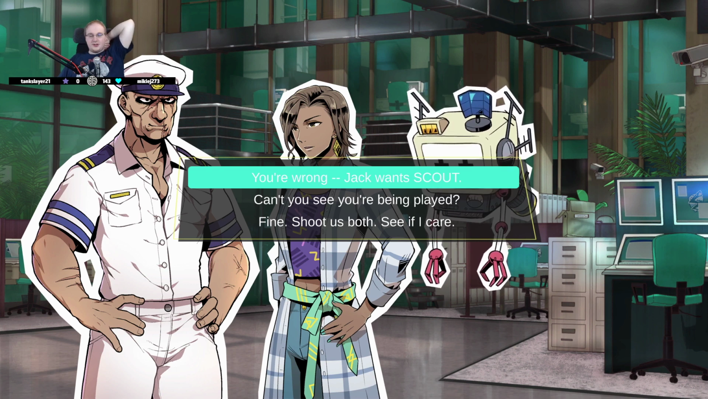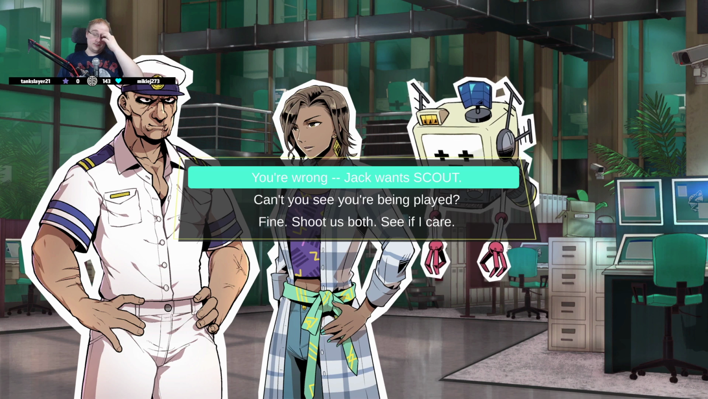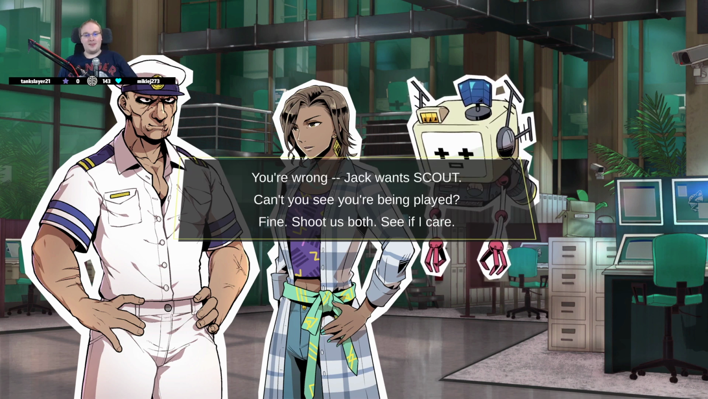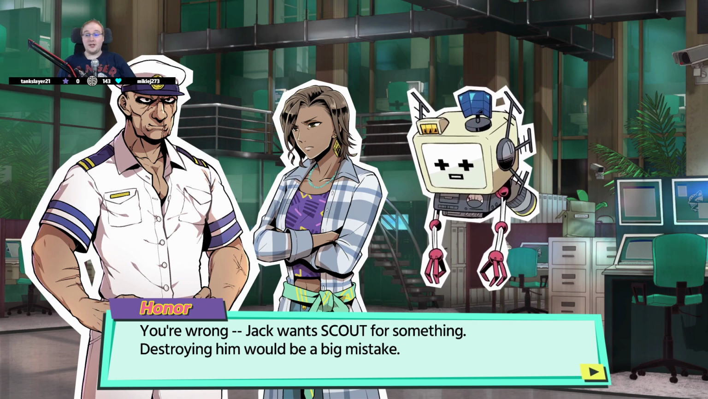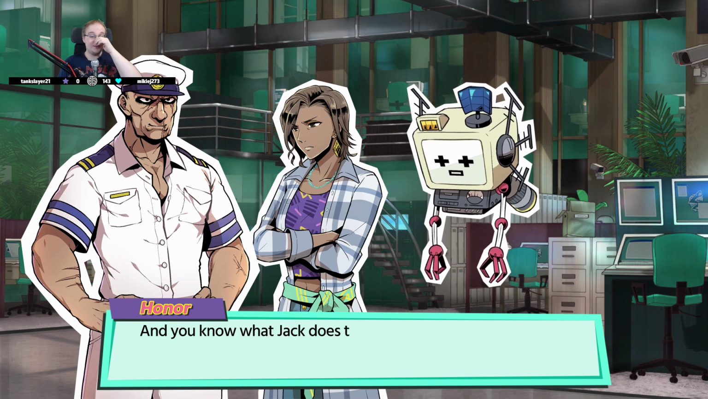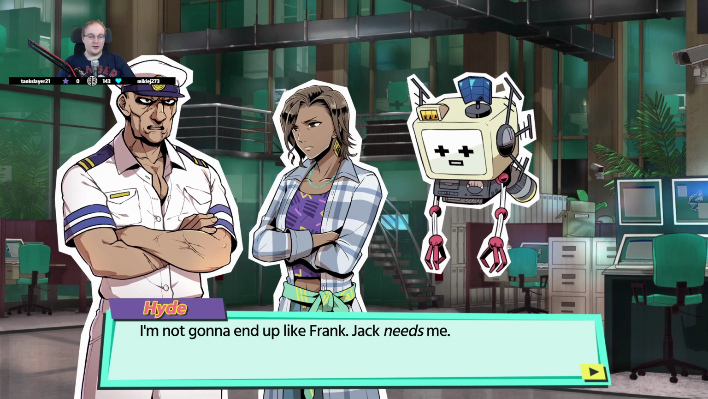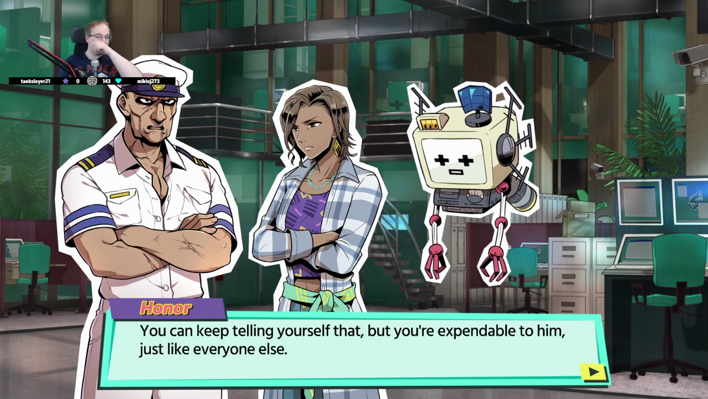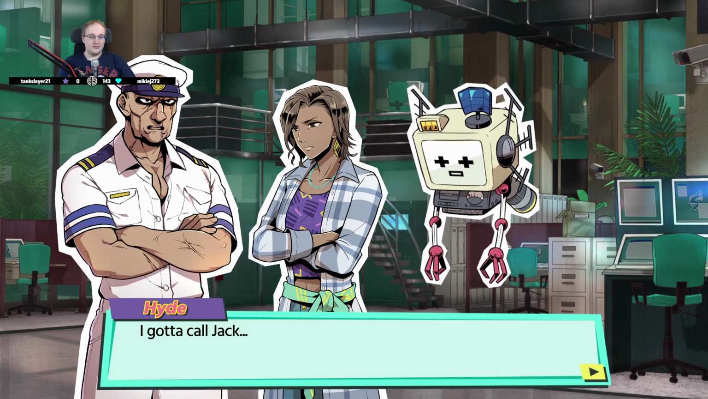I know Jack was interested in Scout. You're wrong. Jack wants Scout for something. Destroying him would be a big mistake. I probably should have gone for two. And you know what Jack does to people who make mistakes. I'm not going to end up like that, Frank. Jack needs me. You can keep telling yourself that, but you're expendable to him, just like everyone else. I gotta call Jack.